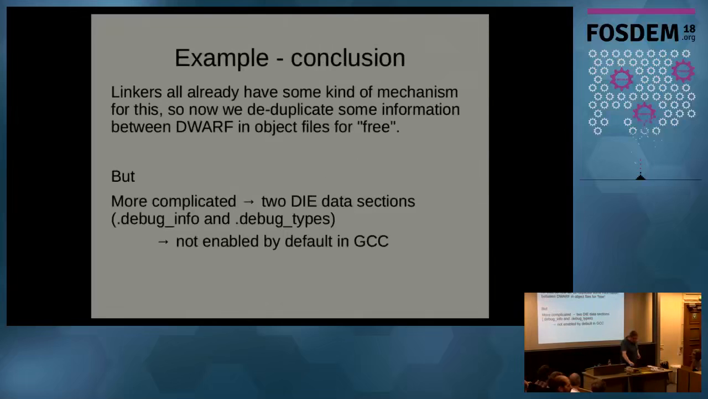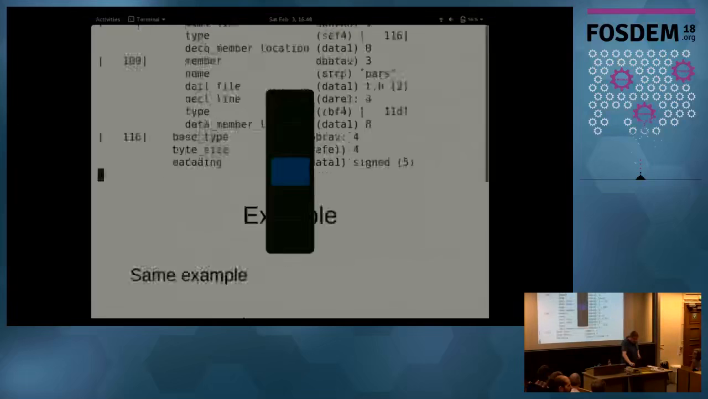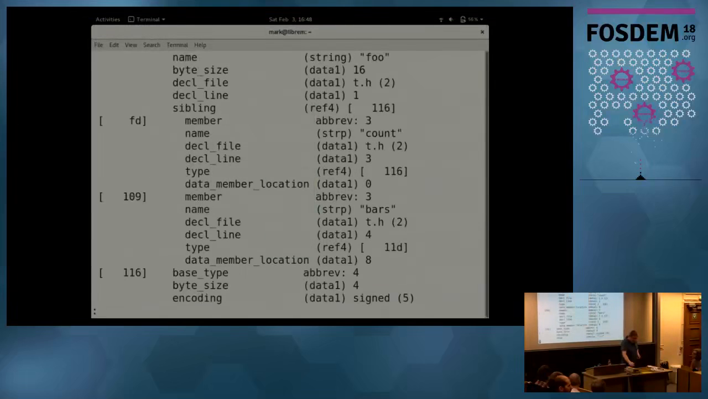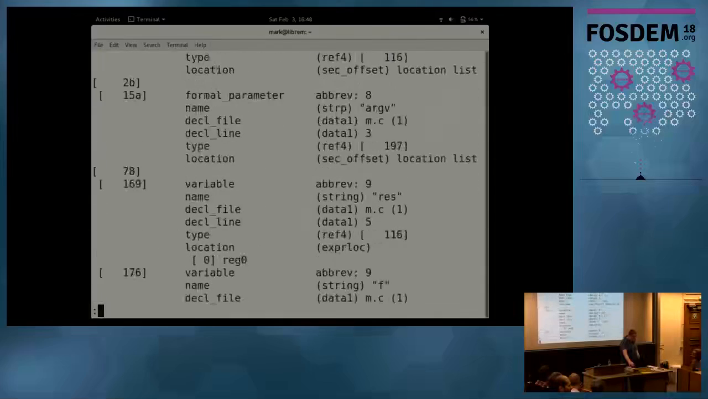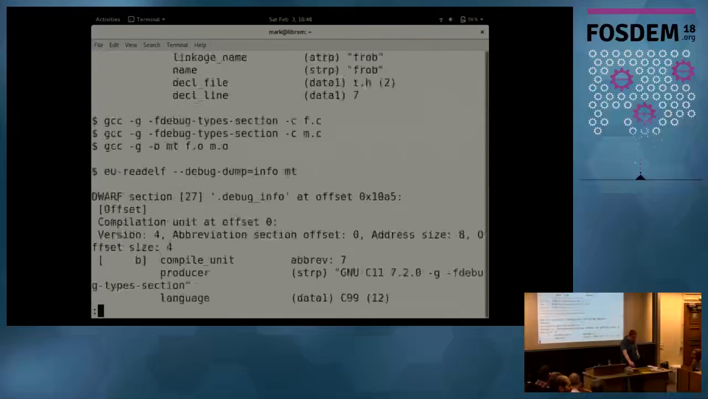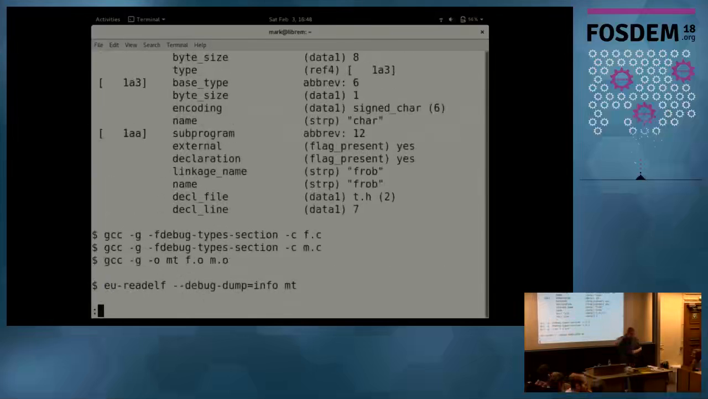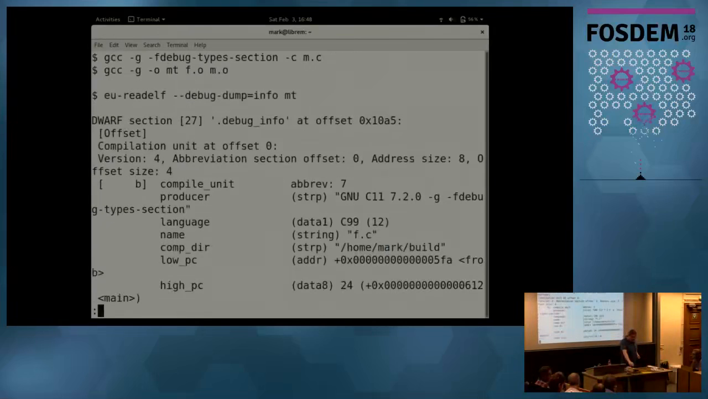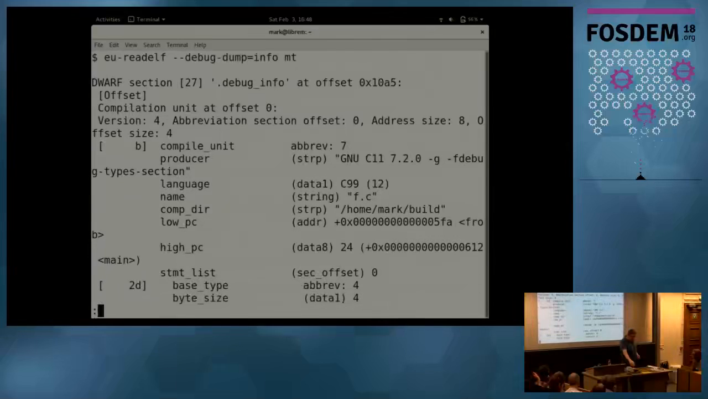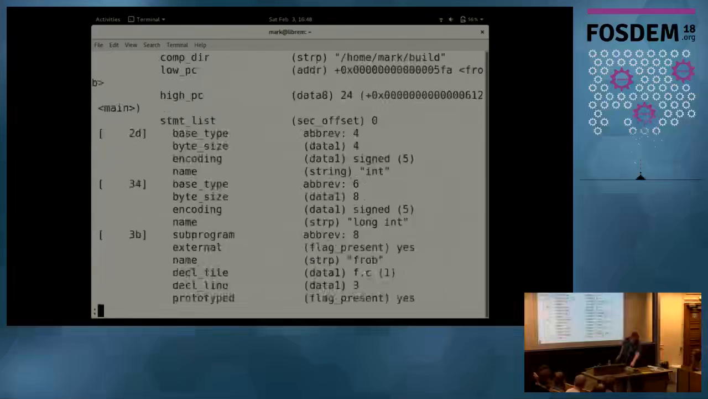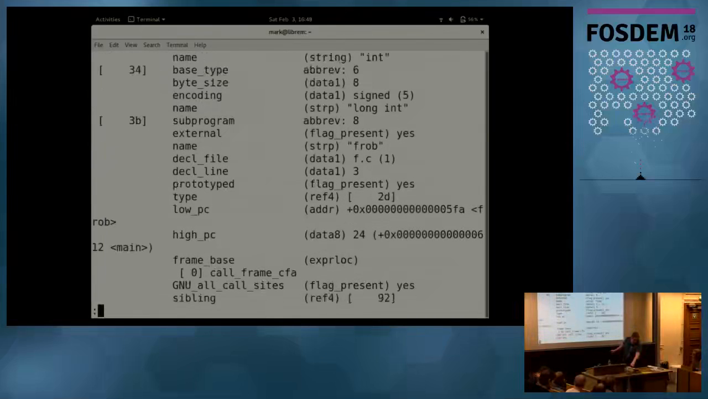So, well, now first example. Lots of DWARF. So GCC implements this with debug type sections. We compile it again, and this time we see the same debug info. And let's see if I can find FROP and FROP.